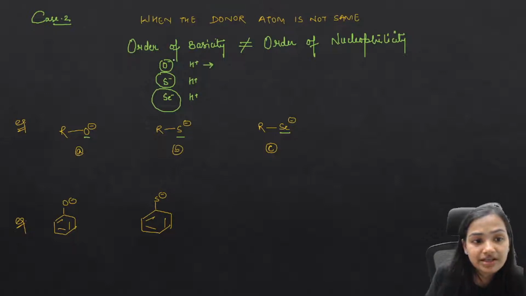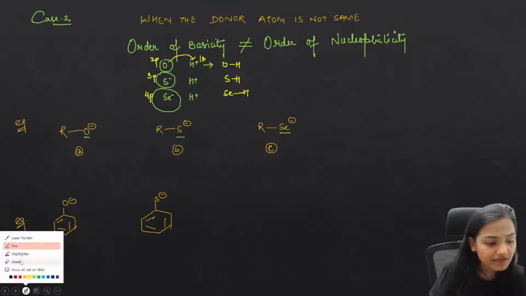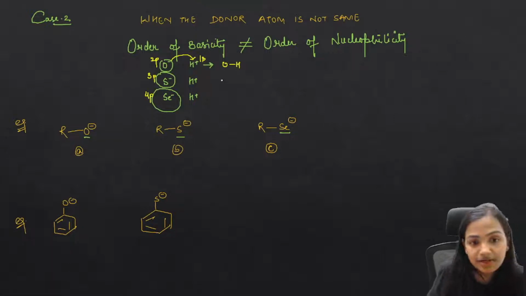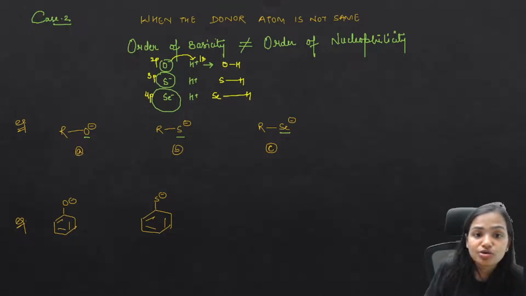You will simply say that for O negative we have a 2p orbital, for S a 3p, and for Se a 4p orbital. So the OH bond is going to be a stronger bond than the SH bond, and than the SeH bond. Here the SH bond length increases, and the SeH bond length increases further, so the bond becomes weaker. This bond can be broken anytime, while the OH is the strongest bond.